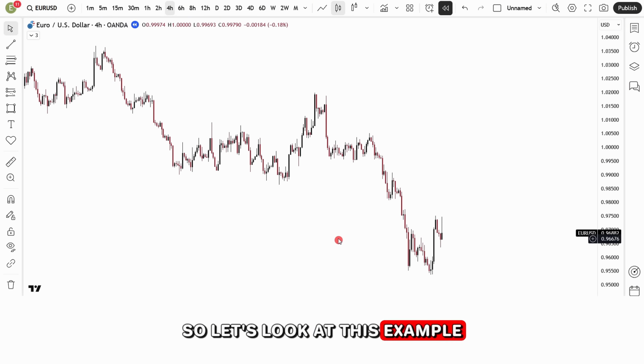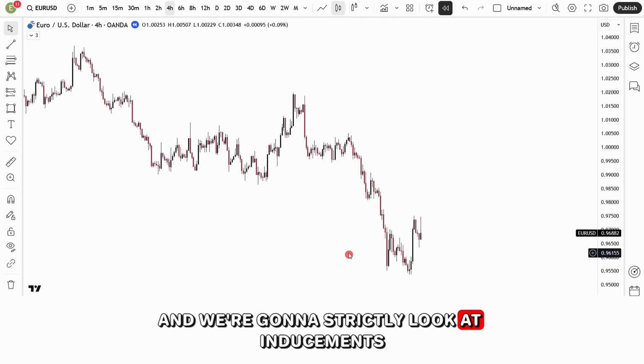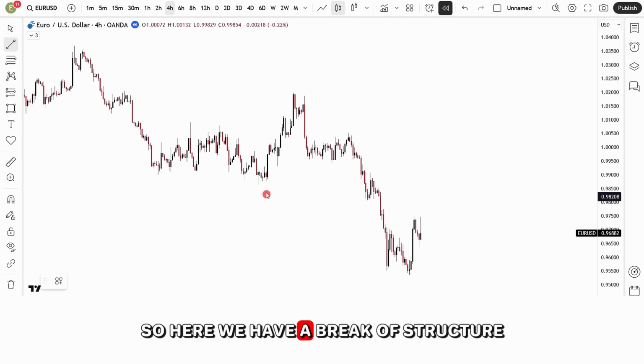So let's look at this example. We're going to ignore context and strictly look at inducements. We're going to look at compressive inducements. So here we have a break of structure.